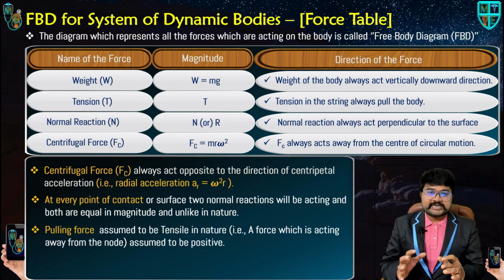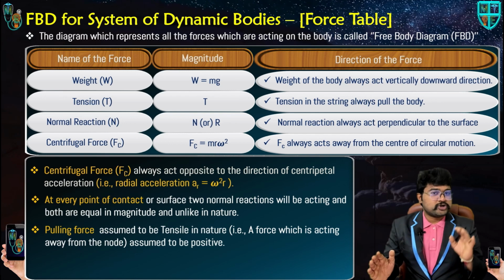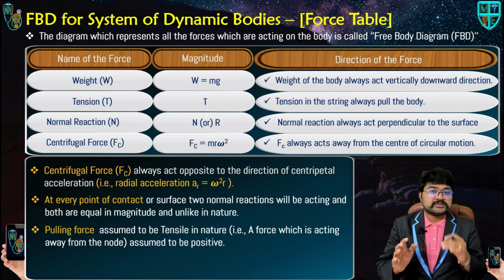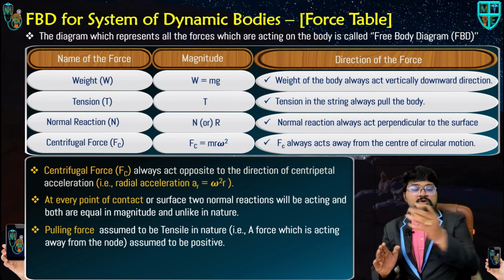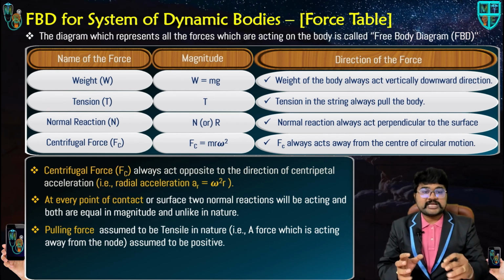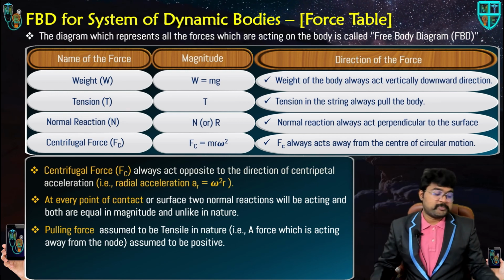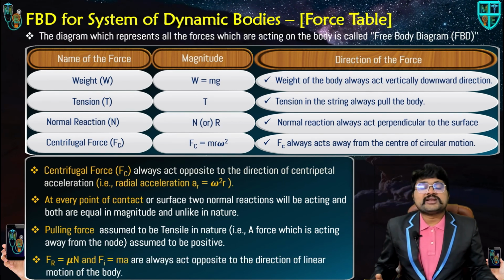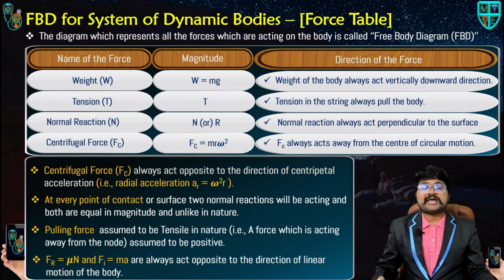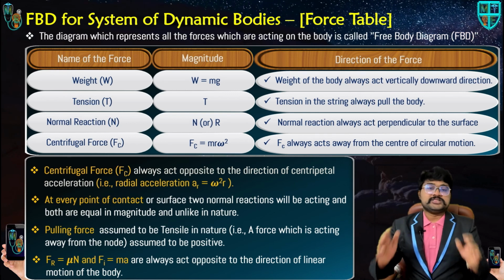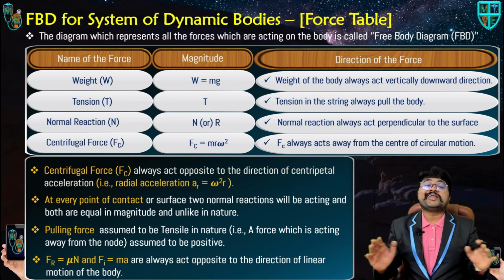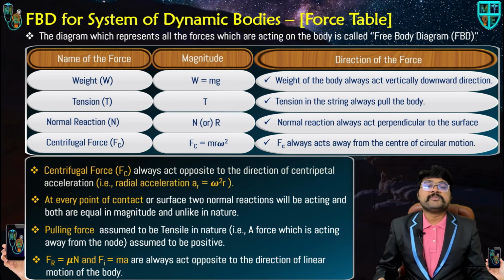A force which is acting away from the node is assumed to be positive, that is tensile in nature. A pulling force means the force acting away from the node, pulling the node, and that is tensile in nature. Frictional resistance and inertia force always act opposite to the direction of motion of the body. These are the forces, with corresponding magnitudes and directions, listed in the force table.